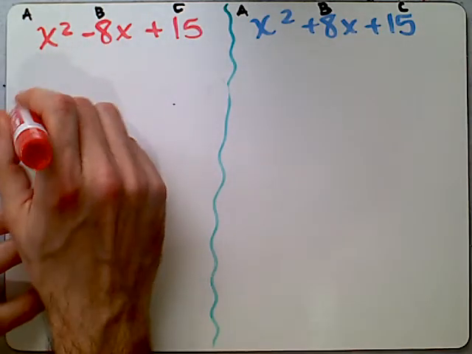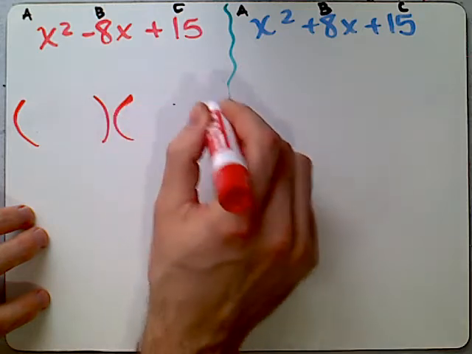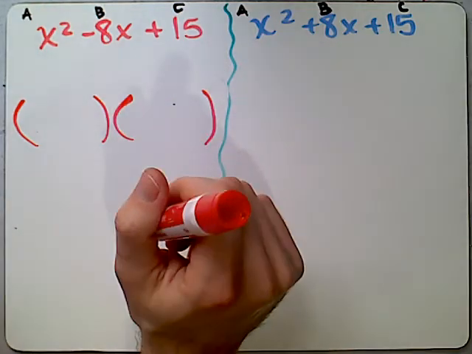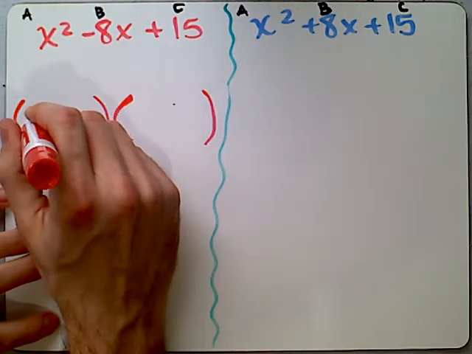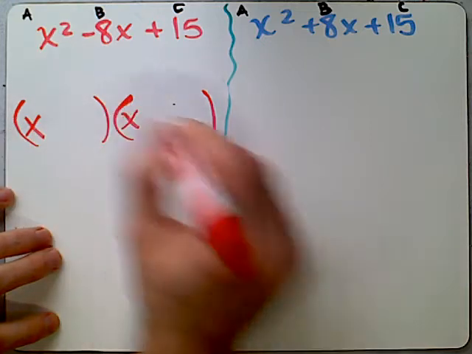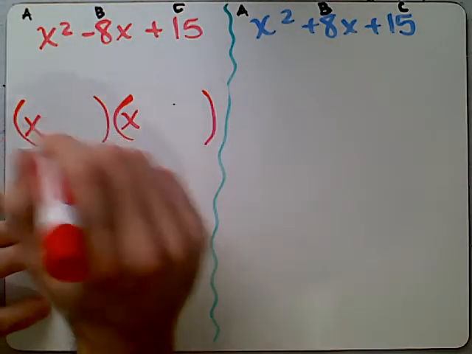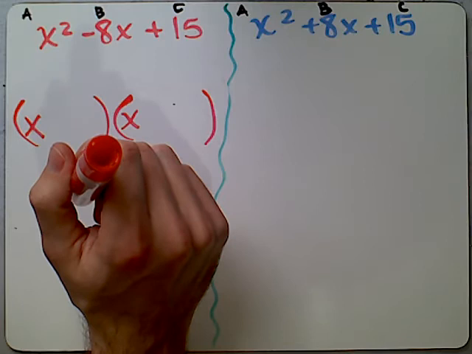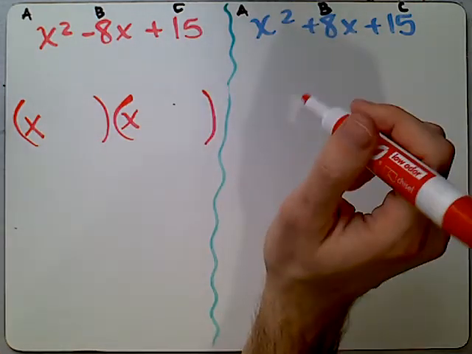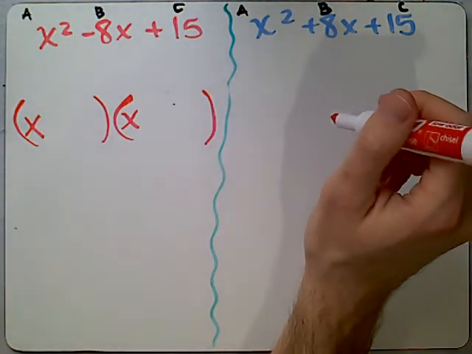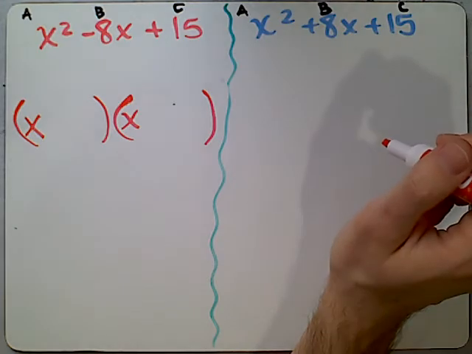What we can do here to factor these is set up your set of parentheses already. And we can put an x here and an x there. We can do that because x times x will be x squared. Now we want to focus on the remaining two numbers here. We're focusing on the negative 8 and the positive 15.